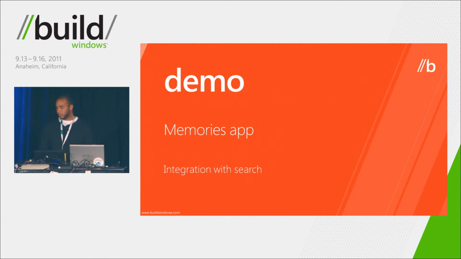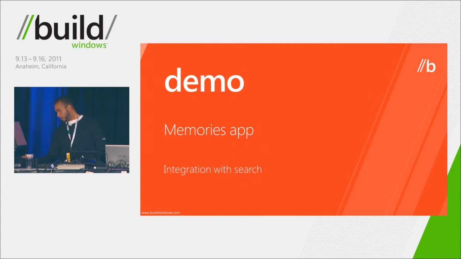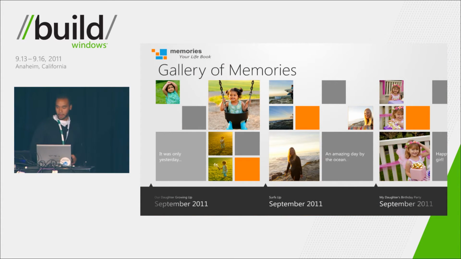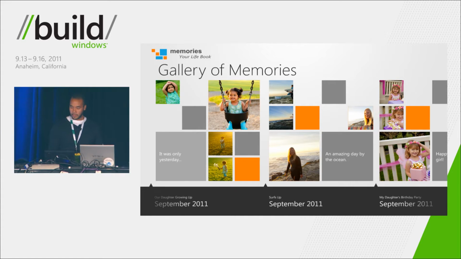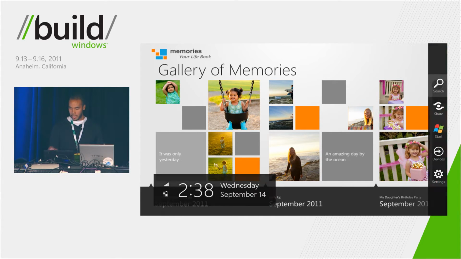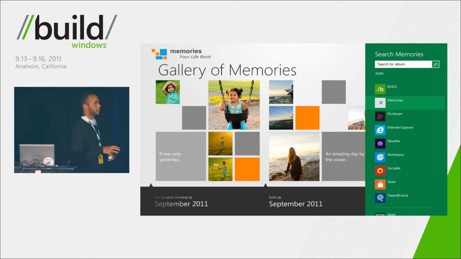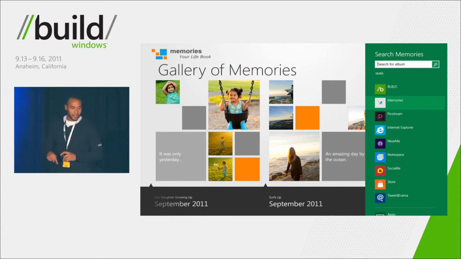So I showed you search activation, but now I'm actually going to show you a little bit more about search. I'm back to my Memories app, and I swipe in and click search. Now what do you see? The Memories app actually owns quite a bit more UI. It owns the title, search Memories. It says search for album, which is set by Memories. And then it shows you the history that I've searched.